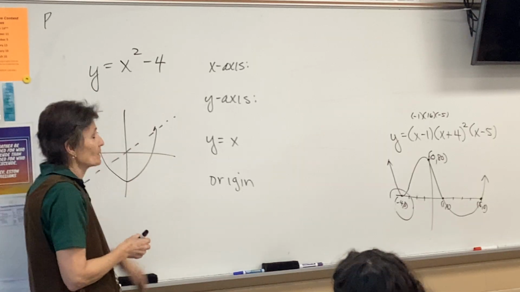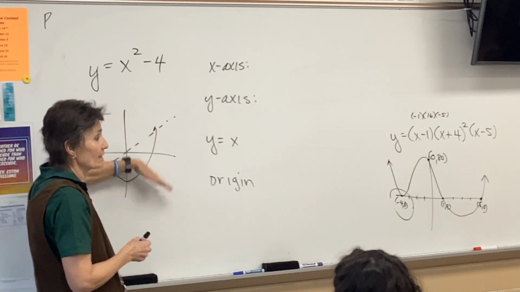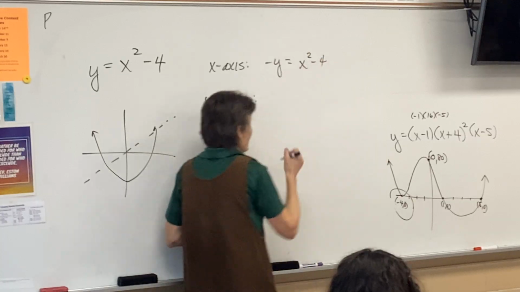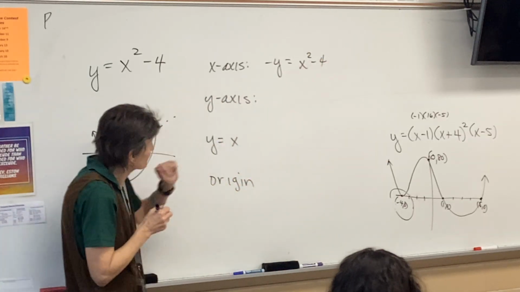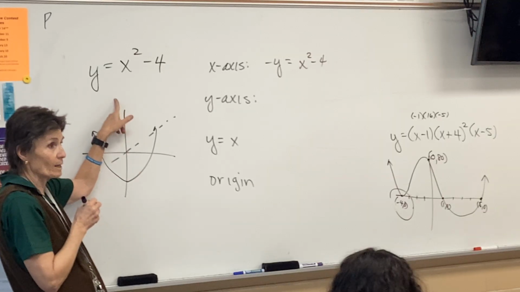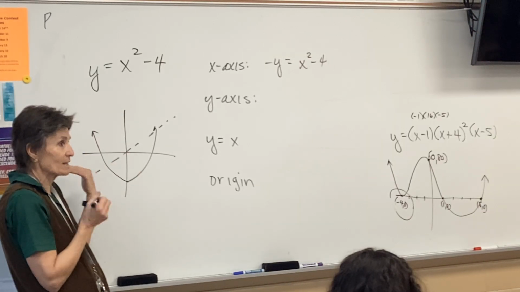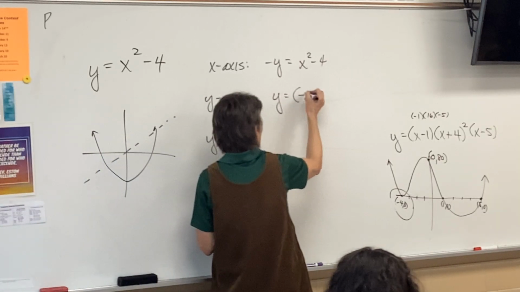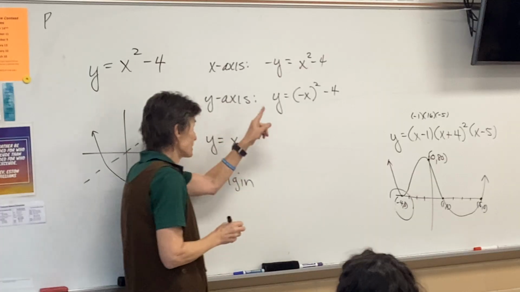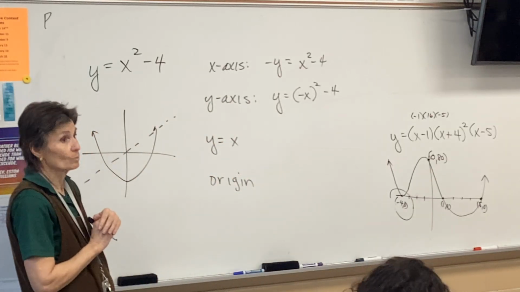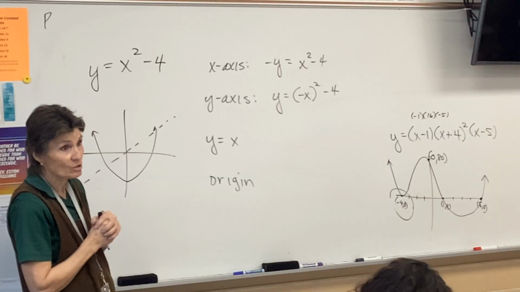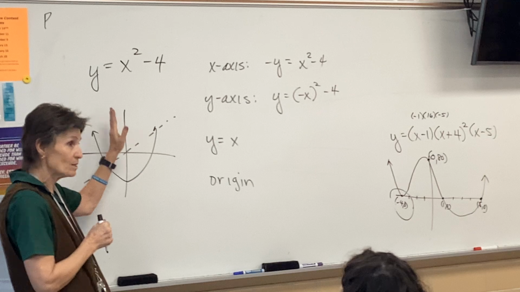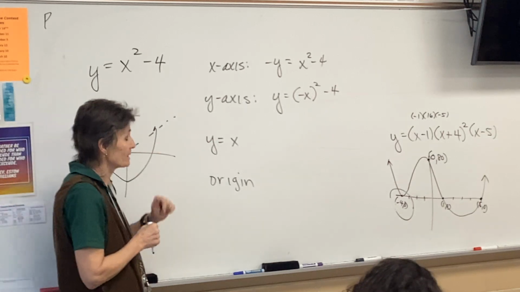Here's my equation. To test for symmetry about the x-axis, I change the sign on y. And then I ask myself, is that the same equation that I started with? No. So that's why I didn't have x-axis. To check the y-axis, you change the sign on x. Is that the same as the equation I started with? Yeah, because won't that negative get squared out? Right? So that's why yes, because of the picture, but the test proves it.